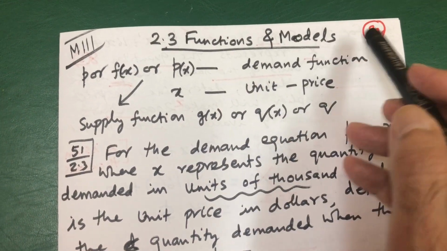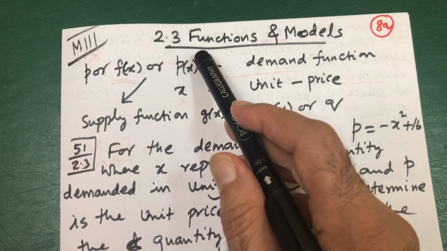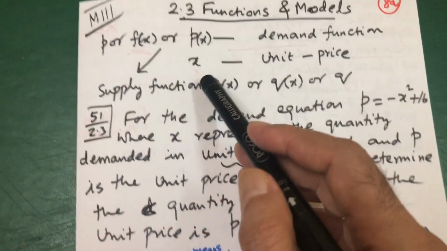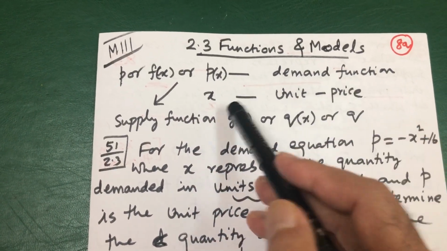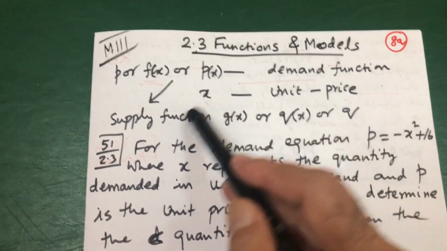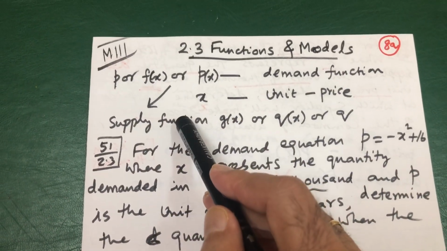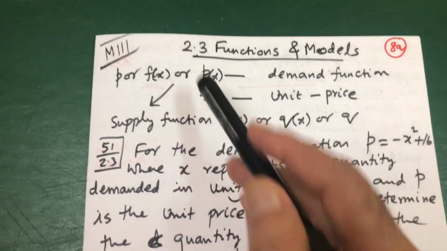This is page number 8A, okay, 8A, 8B, 8C, 8D. Now in this module we said 2.3 functions and models. So normally we write P of x or f(x), demand function. x is the unit price. This x is the unit price. Supply function, we also write either g(x) or q(x) or Q, or maybe p(x) or f(x) also.